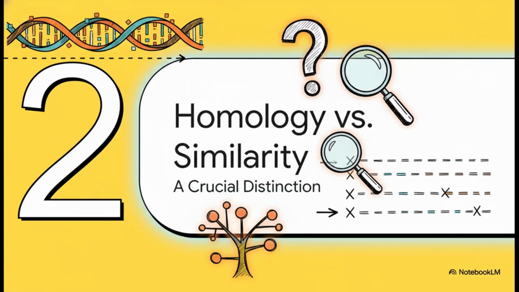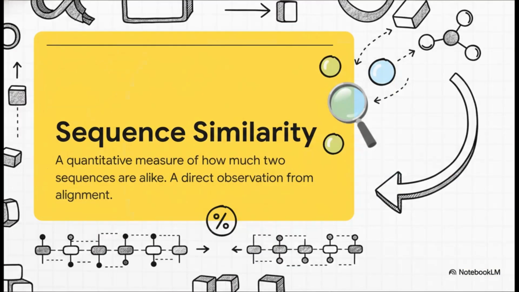Okay, before we go any further, we have to get our vocabulary straight. In this field, there are two words that get mixed up all the time, but they mean totally different things: sequence similarity and sequence homology. And trust me, getting this right is absolutely critical. First up, we have sequence similarity. This is just a number. It's a direct measurement you get from your alignment. It's simply the percentage of positions where the letters, or residues as we call them, are a perfect match. It's a fact. It's data.